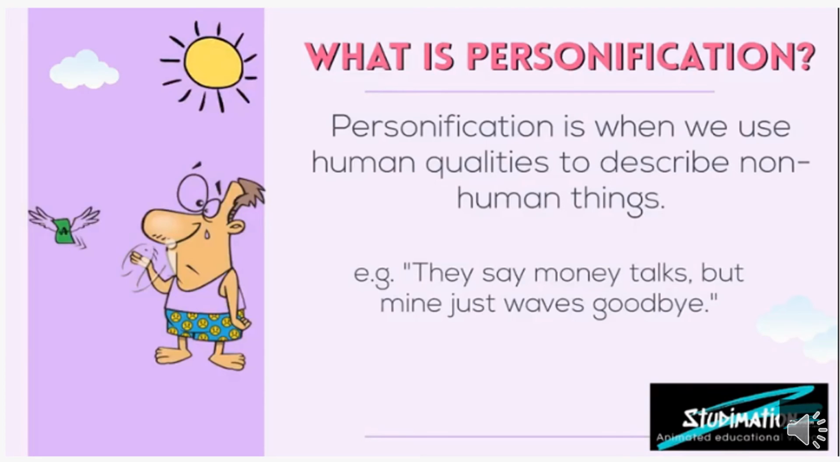So another example of the personification, which is when we use human qualities, traits, or characteristics to describe non-human things like objects or animals. We have the sentence example here. They say money talks, but mine just waves goodbye. So we know that money doesn't talk, humans do. Also, money doesn't wave goodbye. Only people do, or humans do that.